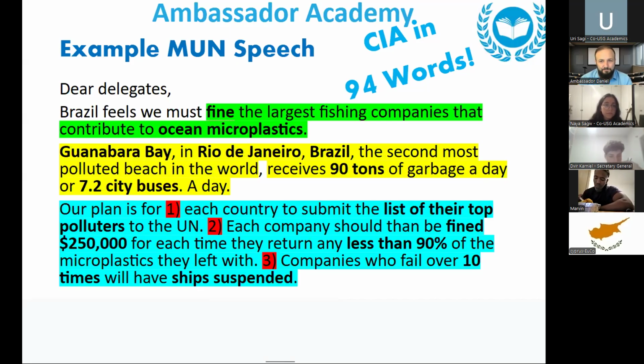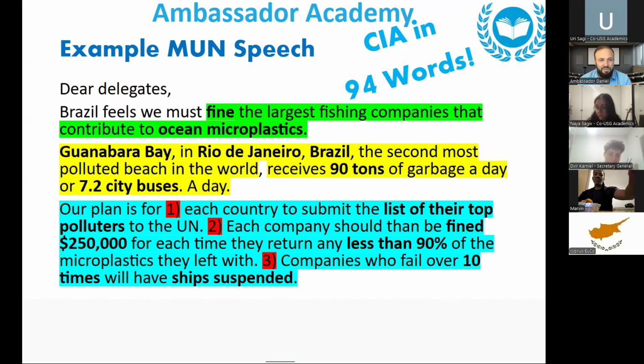And then there's a plan. Each country needs to submit the list of their top polluters to the UN. Each company, once there is the list and they have the ships and know what can be done with it, then they can be fined $250,000 each time they come back with less than 90% of the plastics and the junk they left with. When you go camping or you go to do a barbecue, whether it's your family or your friends, you have to clean up after yourselves. Make sure not to leave a mess behind. So they say you can tell what ships leave with. They can be inspected and say, oh, you guys have a lot less plastic than when you came.